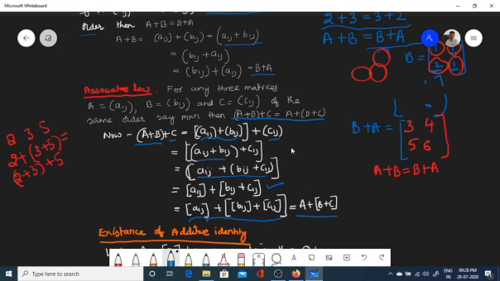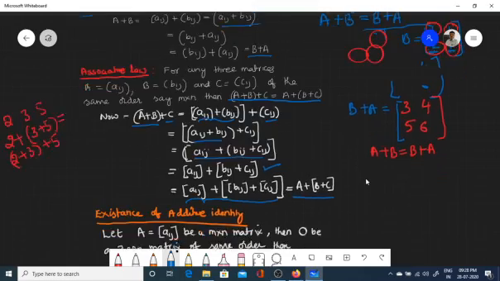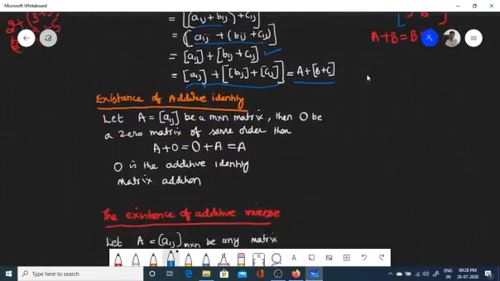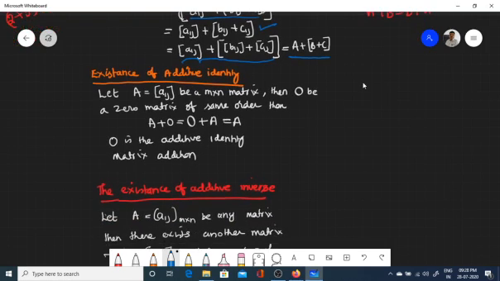We can similarly, by adding the three matrices, show that the addition of matrices satisfies the associative property. Now let's take the existence of the additive identity. So when do you say that an identity, suppose you take 2 plus 0 is equal to 2, actually this 0 is the additive identity.